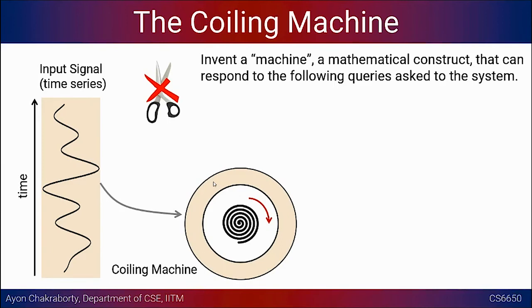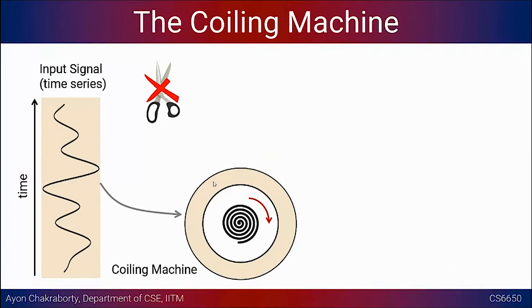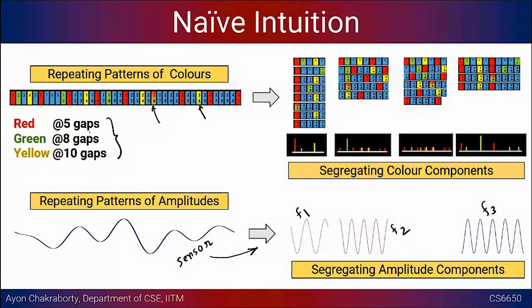What kind of a query? The query would be, is f1 present or not? So you ask the black box, tell me whether f1 was present or not. In analogy, I can ask the system whether the red color is present prominently or not, whether the green color was present prominently or not, or whether any color was repeating at 5-gap interval. You can say, yeah, at a 5-gap interval, red color was repeating. Then I can ask whether there was any color being repeated at a 6-gap interval. So you can say there was no color that was being repeated at 6-gap interval. So I'm referring to this particular problem. These are the different analogs of frequency.